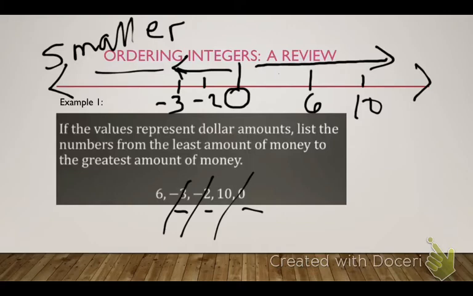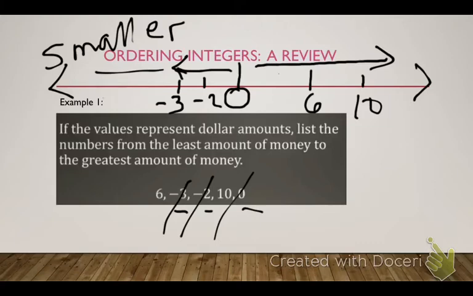And so if I take my time to put those numbers on a number line and think about it, like I said, when you look at negative numbers, the farther away you go from 0 to the left, the smaller the number becomes. So let's see, this is -3, -2, 0, 6, and 10. And the reason why -3 is the smallest is because it's to the left of 0 and it's the furthest from 0. -2 is closer to 0 than -3, so that's the second smallest number.